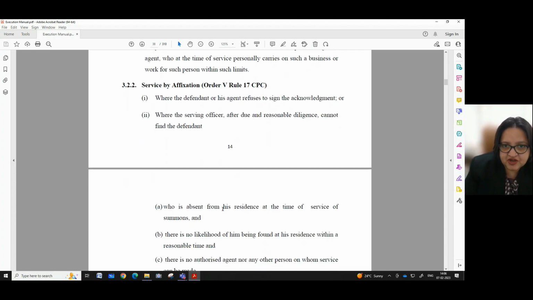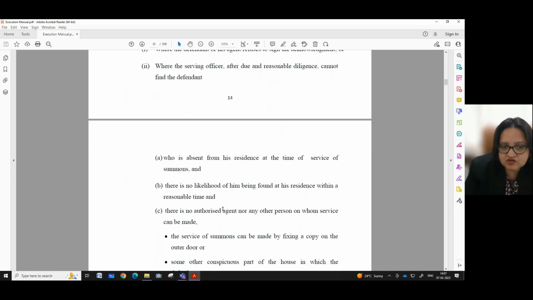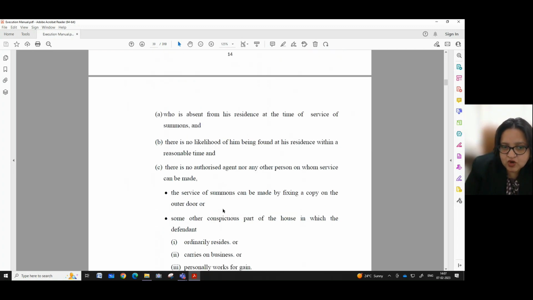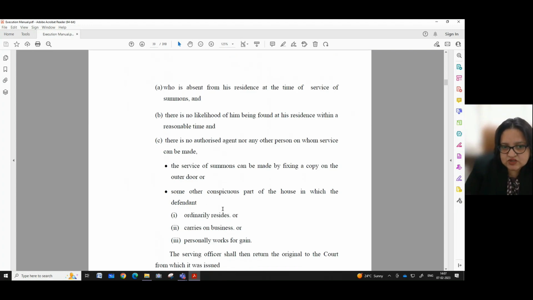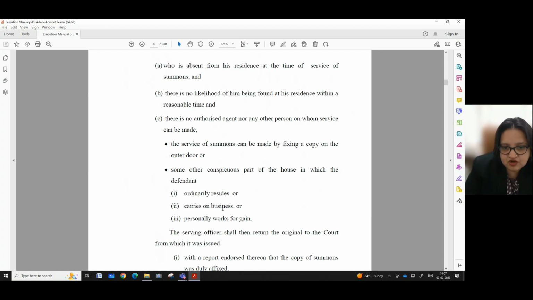Service by affixation, Order 5, Rule 17 CPC. Where the defendant or his agent refuses to sign the acknowledgement, or where the serving officer after due and reasonable diligence cannot find the defendant who is absent from his residence at the time of service of summons, and there is no likelihood of him being found at his residence within a reasonable time, and there is no authorized agent nor any other person on whom service can be made, the service of summons can be made by fixing a copy on the outer door or some other conspicuous part of the house in which the defendant ordinarily resides or carries on business or personally works for gain.